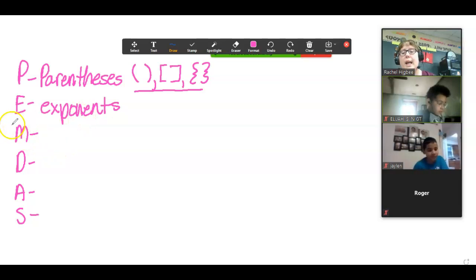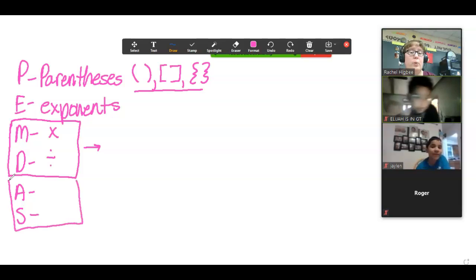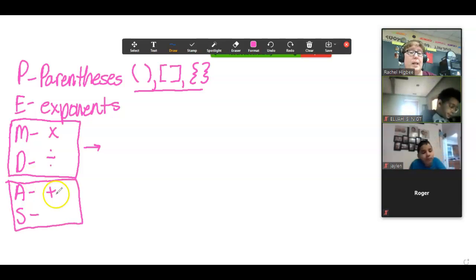Okay, and then this is the tricky part, which once you get a handle on it, is not so tricky. Okay, so the M is multiplication and the D is division. And I always put a box around them like that because we always go left to right. So if I have both of them, whichever one's on the left goes first. Okay. And then the same thing for addition and subtraction. I always look for both of them at the same time. And if I have both of them at the same time, I always go left to right.